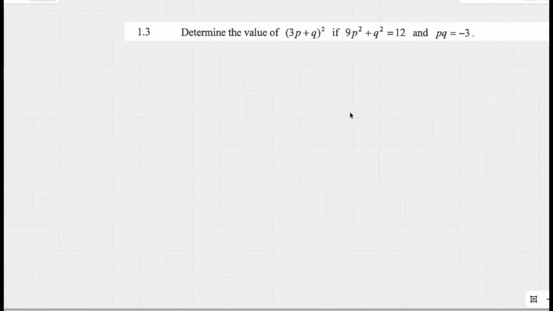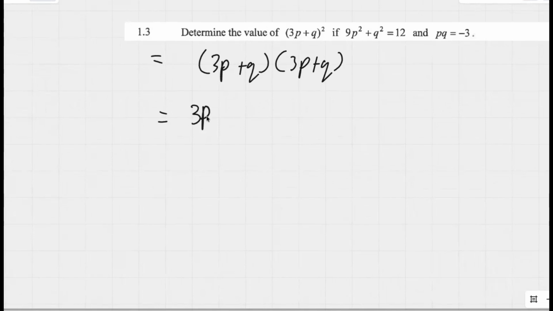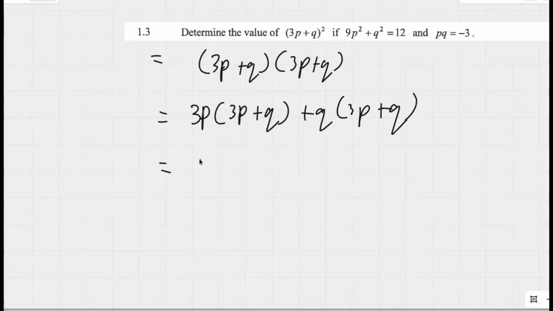Okay, here we're just going to expand this and see where we end up first. Let's do that. So we have 3p plus q times 3p plus q. Now, instead of using FOIL, I just like to distribute this the same way we do a binomial times a trinomial. 3p into 3p plus q. And then we take the second term, plus q into 3p plus q. And that equals 9p squared plus 3pq plus 3pq plus q squared.